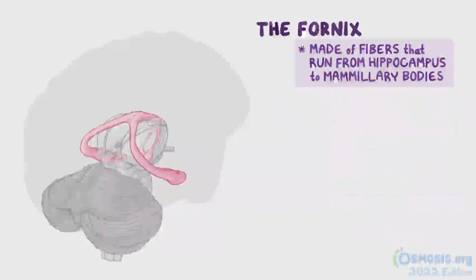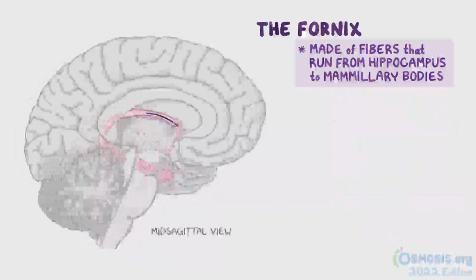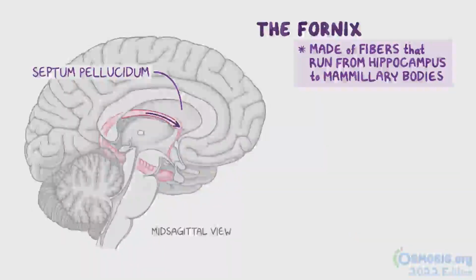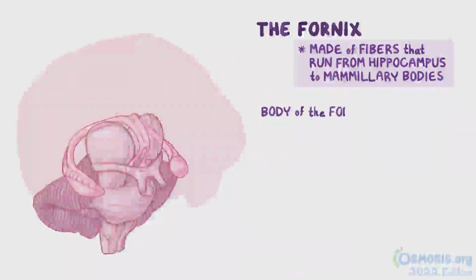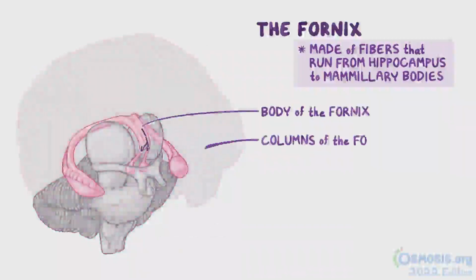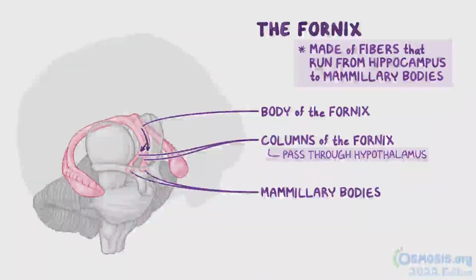The body of the fornix then curves anteriorly and inferiorly with the septum pellucidum located superior to it. The septum pellucidum is a membrane between the lateral ventricles, and on a medial view we see it extending between the fornix and the corpus callosum. Near the anterior commissure, the body of the fornix splits into two columns of the fornix. These pass over the interventricular foramina and pass through the hypothalamus before reaching the mammillary bodies, where it will terminate.